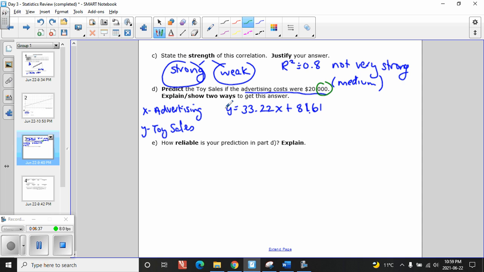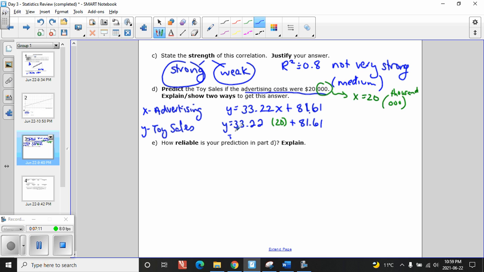So here I'm being told 20,000. This to me means that the x value is going to be 20. And then we can kind of say in our heads the 1,000. So I'm going to be replacing x with 20. And everything else about the equation stays the same. And then we can do some calculating.